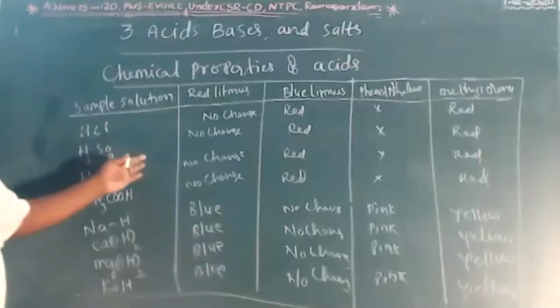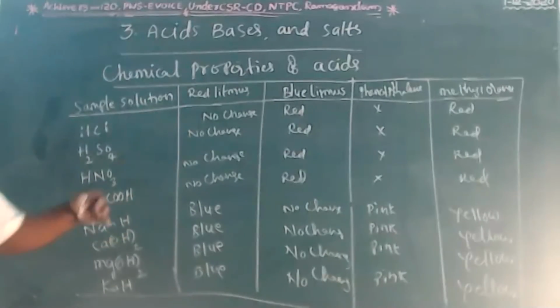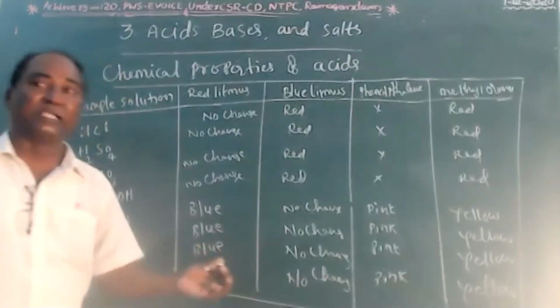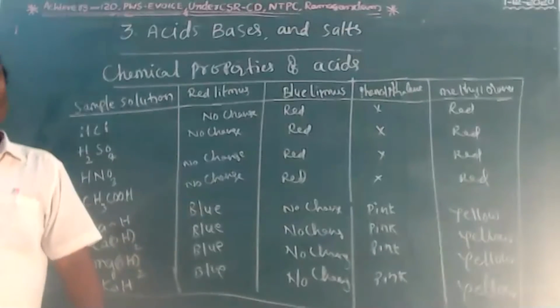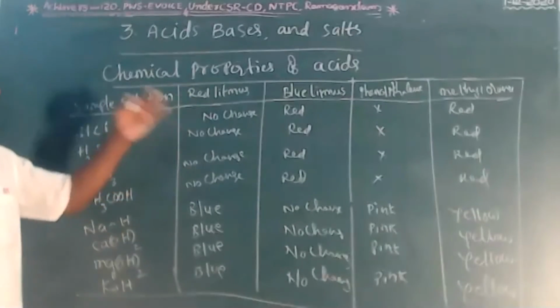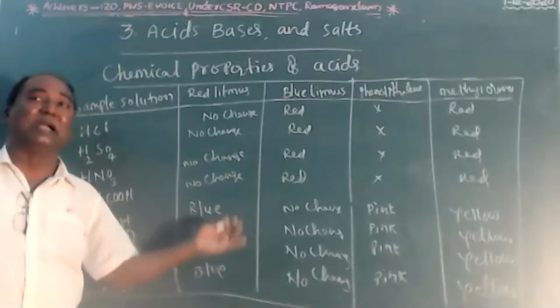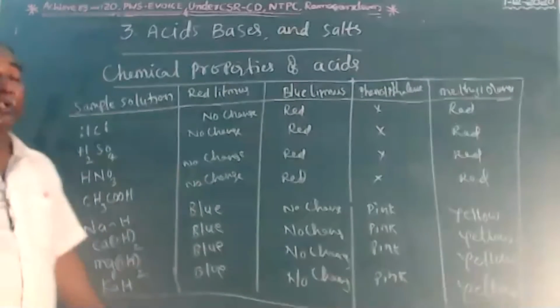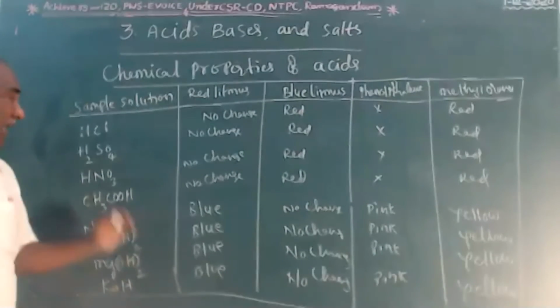Acids are sour in taste, they turn blue litmus into red, and bases are bitter in taste and soapy to touch, they turn red litmus into blue. Salts: acids react with bases to form salts and water. This type of reaction is called a neutralization reaction.